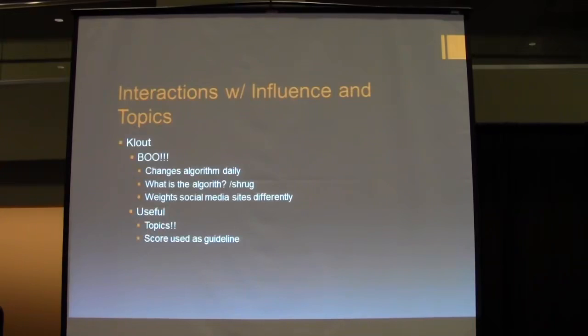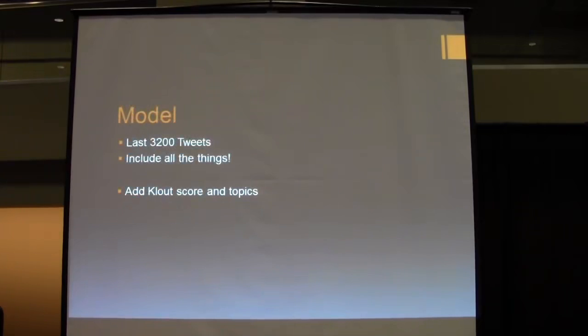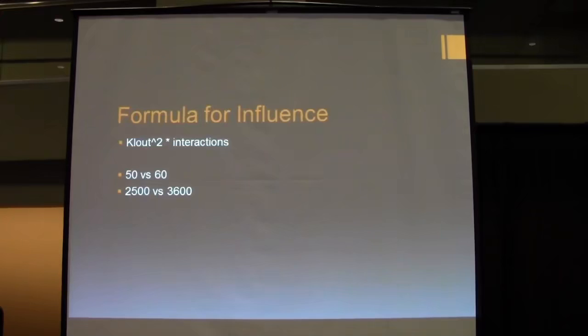But if we take a look at all this stuff and pull it all together, we can do something with all of our last 3,200 tweets, including all the things, adding clout score and topics, and using a formula. Because if I had a clout score of 50 and someone had a clout score of 55, and I just multiplied that by the number of times I interacted with someone, it really doesn't show a big difference. So I squared the clout score.